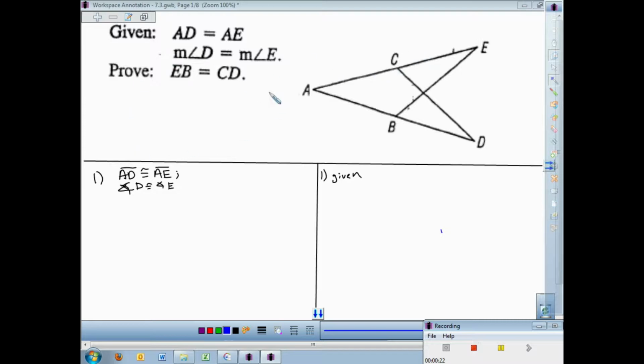They give me some information. Let's start by marking what they give me. They give me segment AD. Here's segment AD. Where do you put the tick mark? You got to put it right smack dab in the middle of it, or as close to the middle as you can without going over the top of something. So there's segment AD congruent to segment AE, so right there. And they also give me angle D congruent to angle E, so that's what I got. They want me to prove that segment EB is congruent to segment CD, so that's at the end.